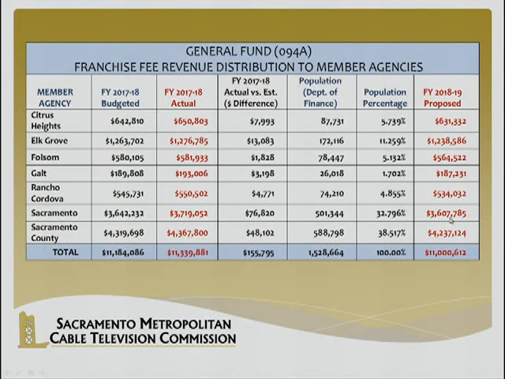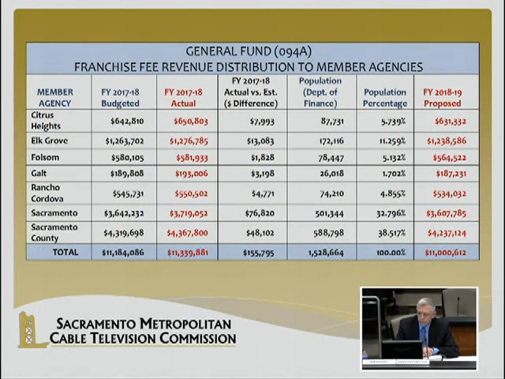And the next chart just shows the revenue distributions that each member agency gets. I won't read them out all individually, but like I said, it was based on the Department of Finance populations, and the chart here shows the percentages that each member agency gets based on population. And fortunately, it does add up to 100%.